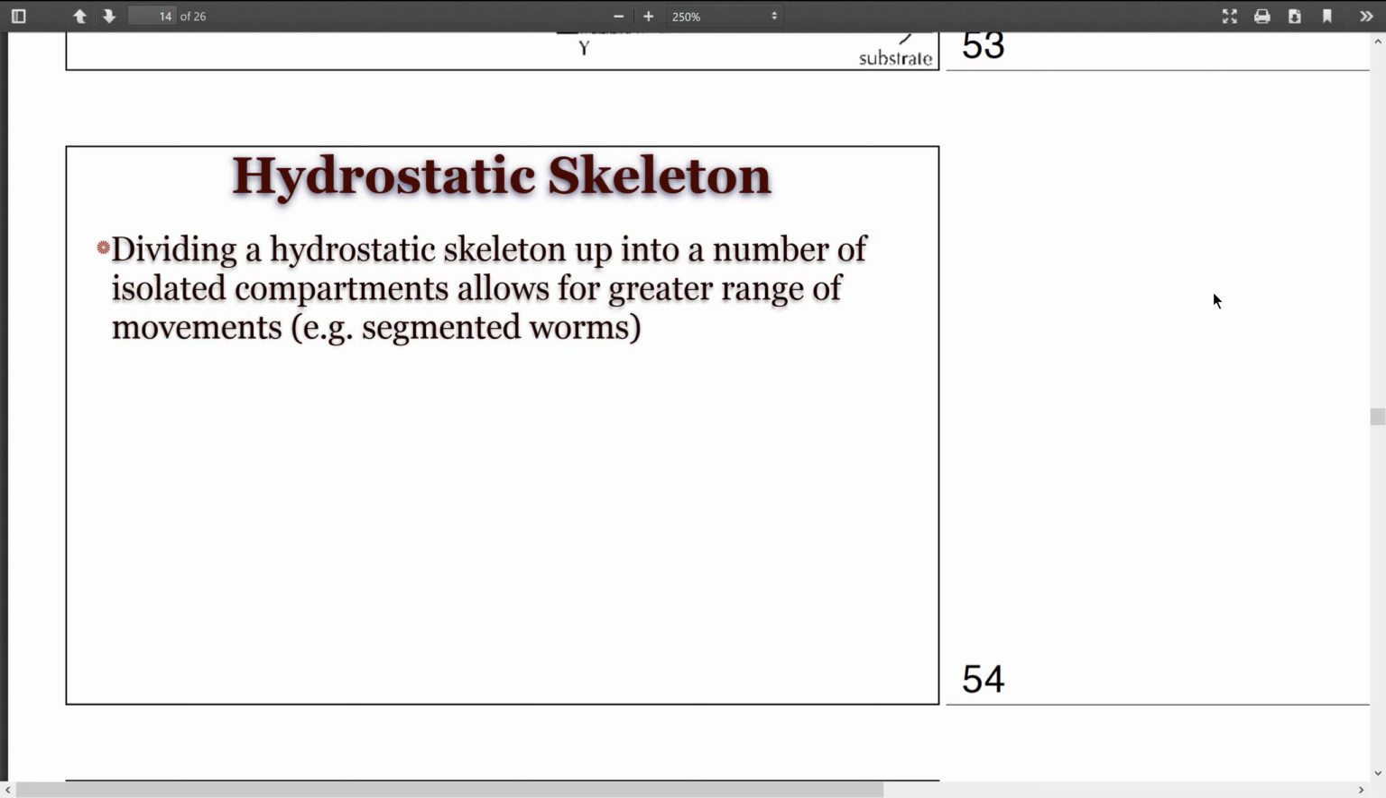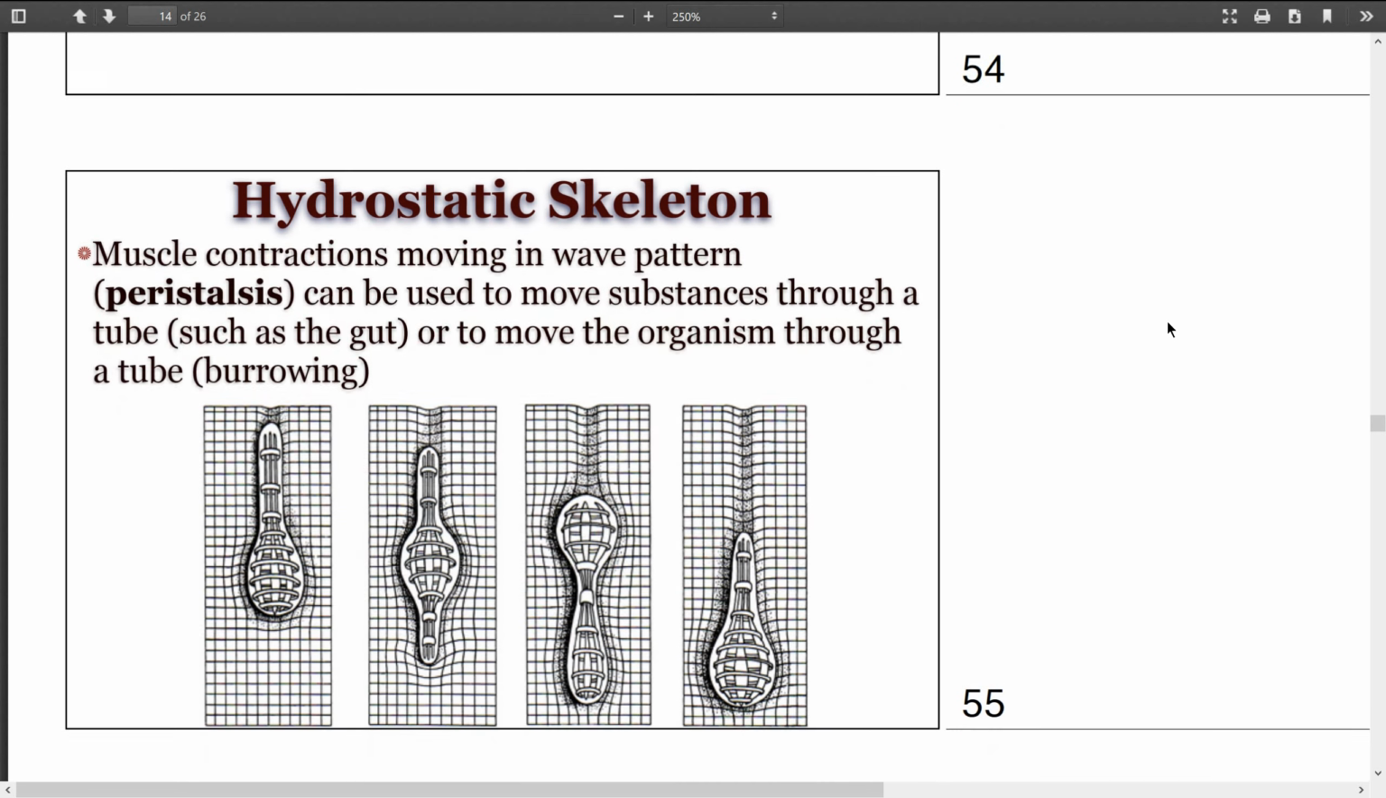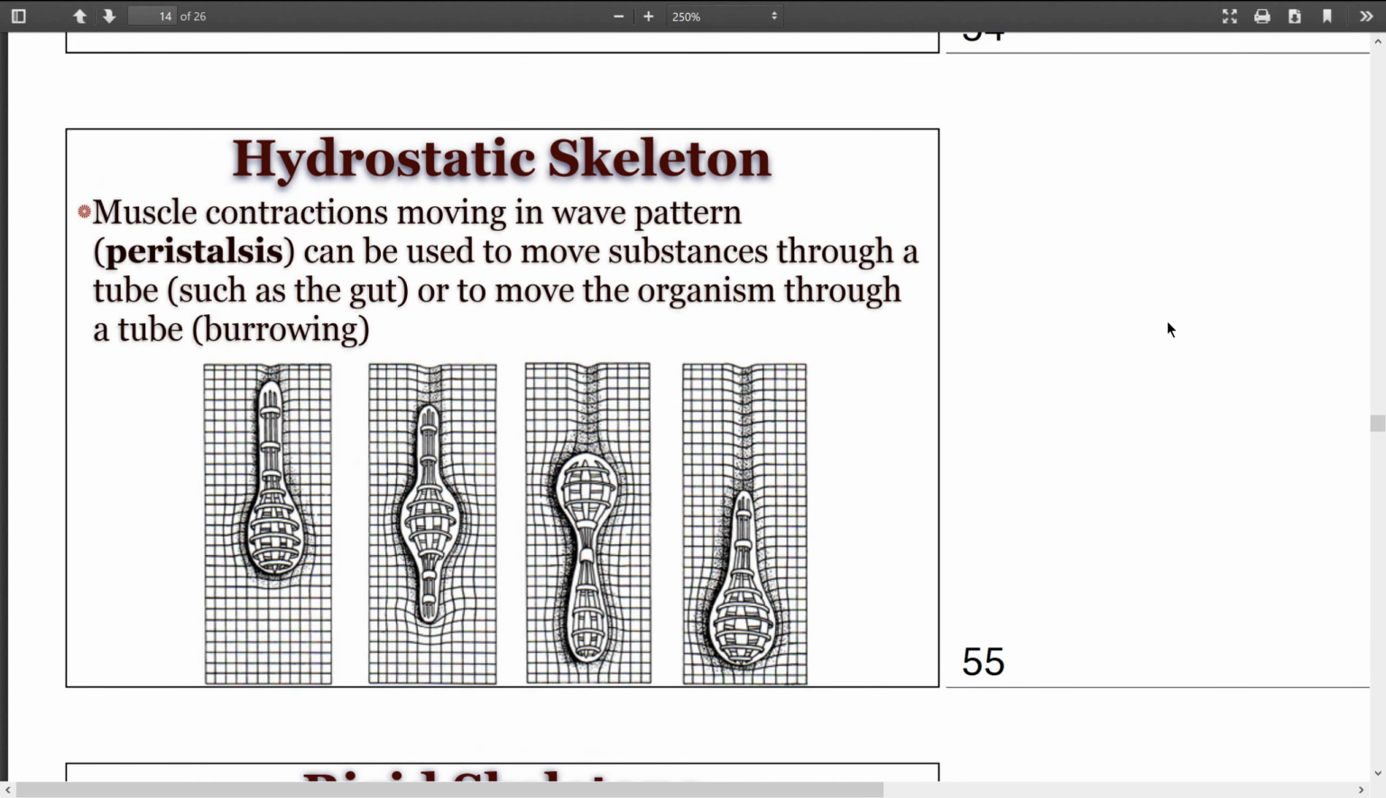Okay. Another trick that some animals use when you have a hydrostatic skeleton is that you can divide up that hydrostatic cavity, that fluid-filled cavity, into a number of isolated separate compartments, and so each compartment can potentially act separately. And so that's what the segmented worms do. It's a more sophisticated version. Rather than having a single fluid-filled compartment, you have multiple subdivided compartments.